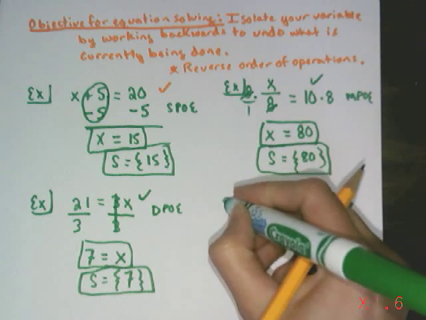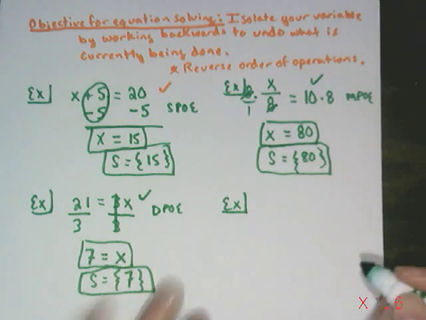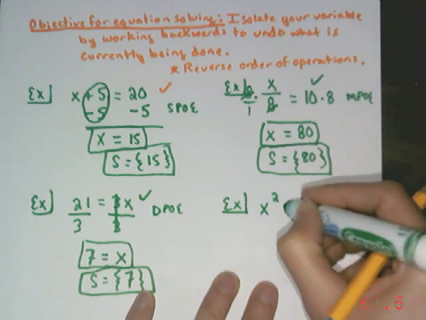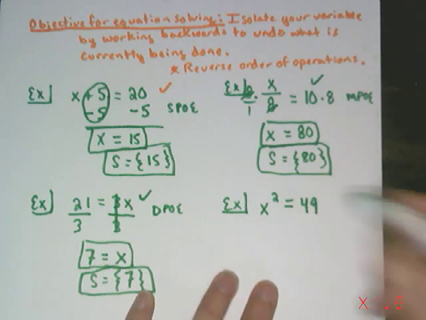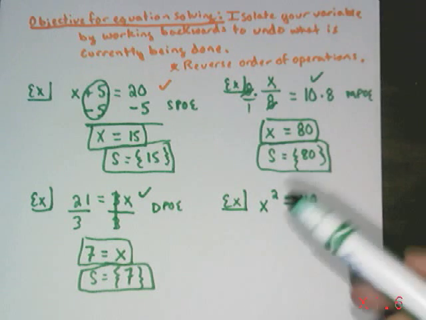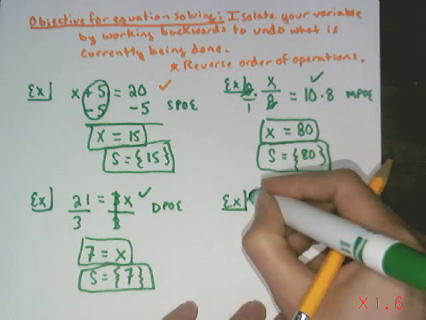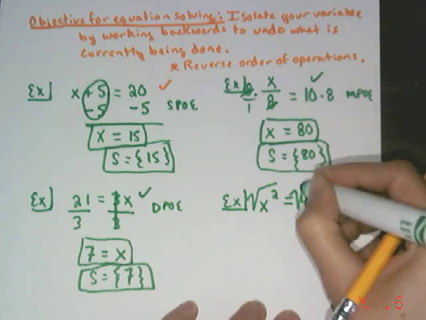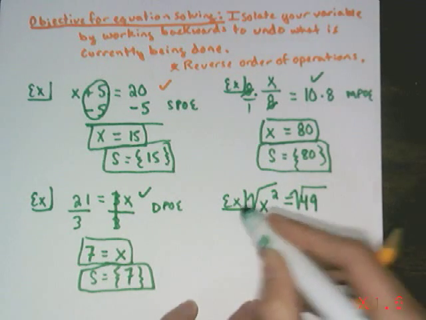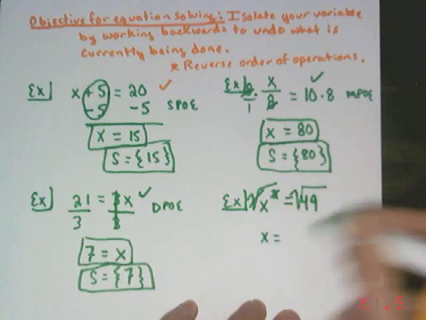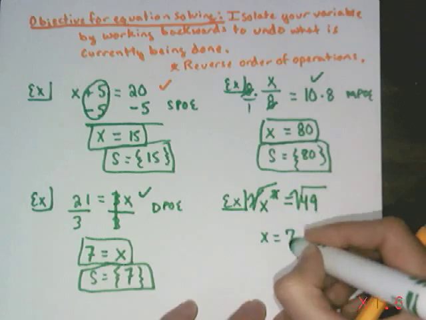One last example before we do Do Now number 1. If you have an equation like x squared equals 49, we've actually done stuff like this before. What's happening to x? It's being squared. So what's the opposite of squaring? We have square root. What I do to one side, I do to the other. What's the square root of x squared? These two, remember, kind of cancel out. So we got x is equal to the square root of 49, which is 7.